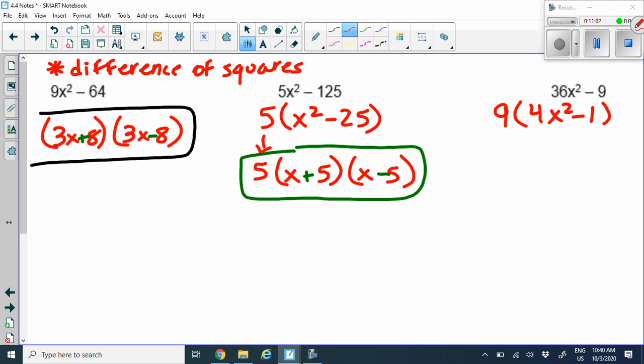Okay, I still need to bring this 9 down. It doesn't magically disappear, okay? In math, things are not magic. Things can't just disappear all of a sudden. You have to manipulate things in order to get rid of it.